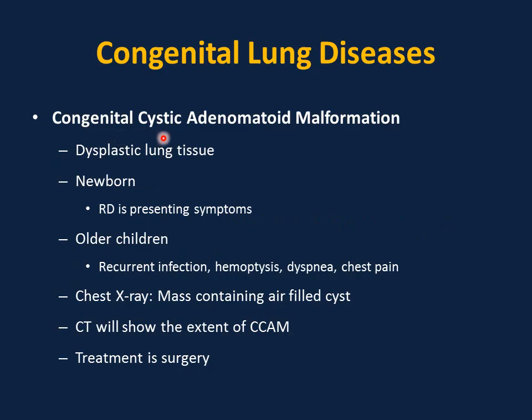Another rare congenital lung disease is congenital cystic adenomatoid malformation. This is dysplastic lung tissue and presents in the newborn with respiratory distress. In older children it will present with recurrent infection or pneumonia, hemoptysis, dyspnea, or chest pain. A chest X-ray will show a mass containing air-filled cysts. A CT scan can show the extent of the congenital cystic adenomatoid malformation and also associated problems or conditions. Treatment is usually surgical removal.